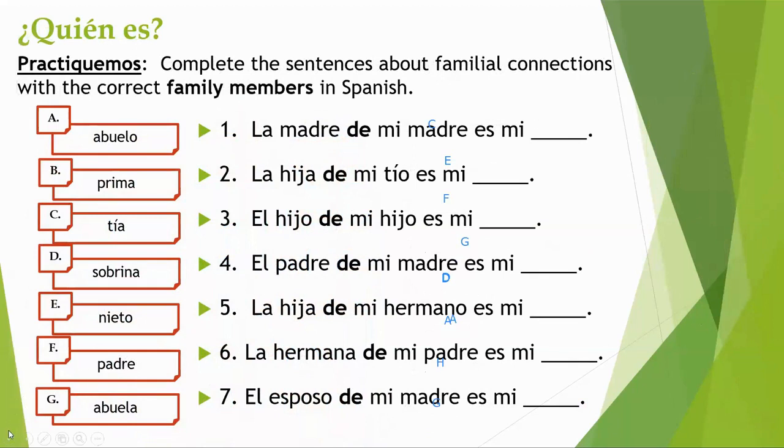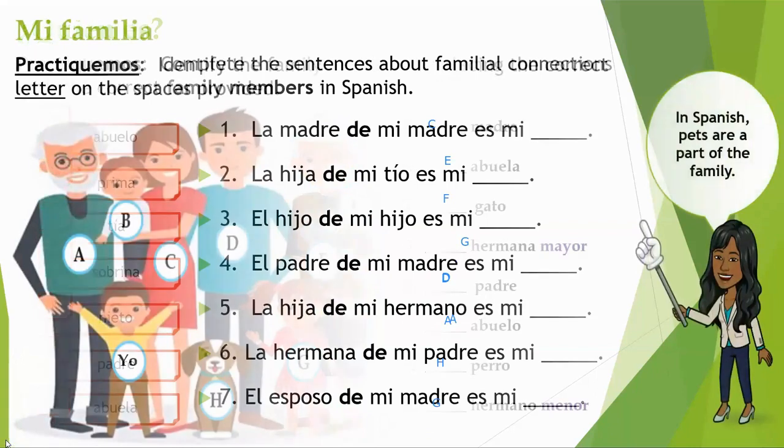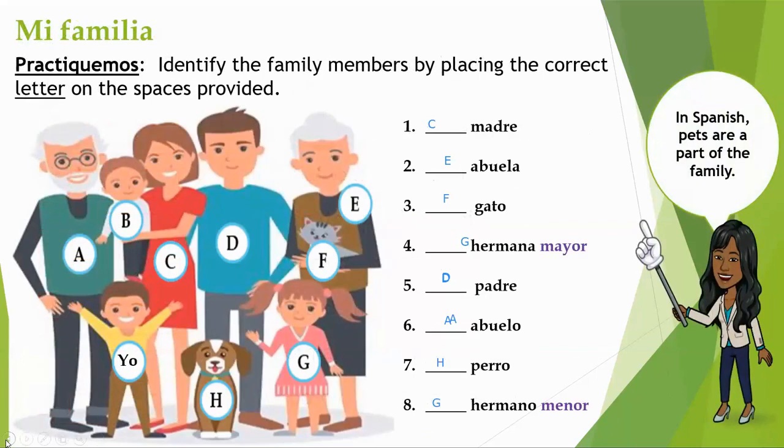Oh, let me go back. Let's go back. So we have madre is C. You have abuela, that is grandmother, so that would be E. Gato is cat, yes, that's F. Hermana mayor, that's the older sister, yes, that would be G. Padre is D. Abuelo is A. Perro, H, yes, that's H.